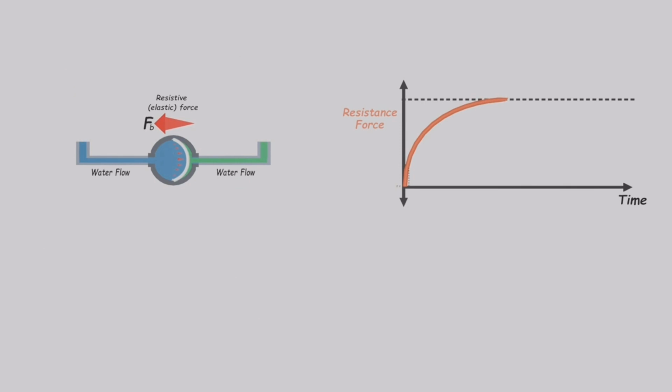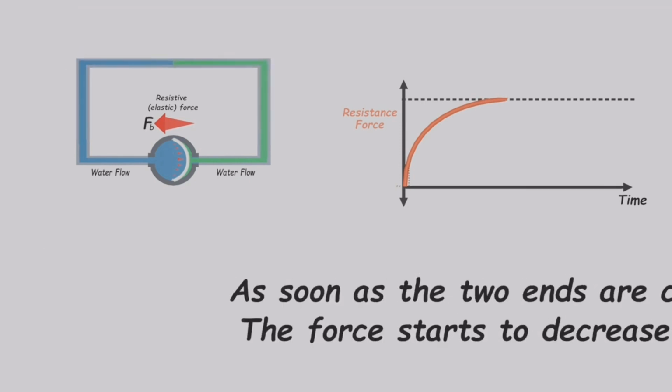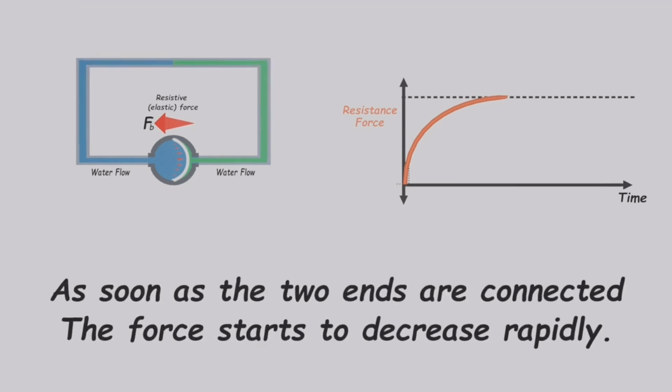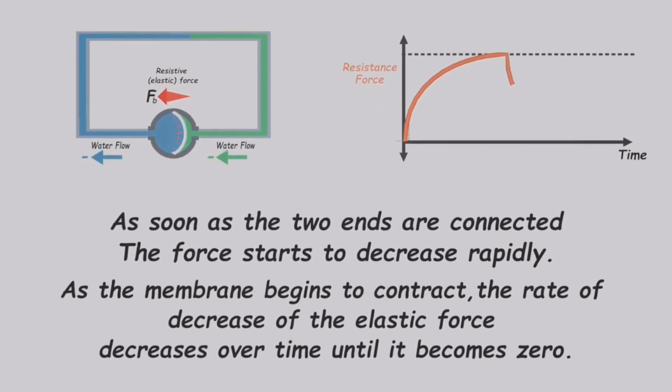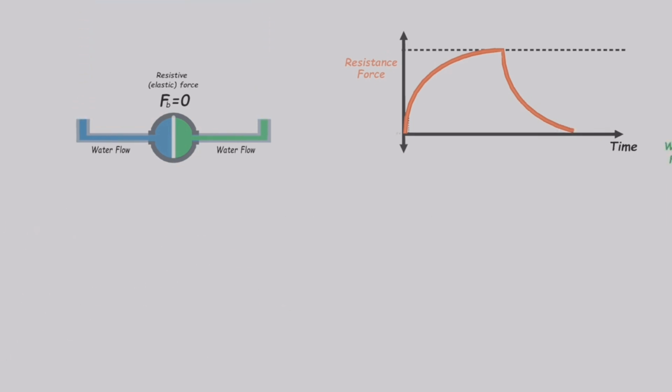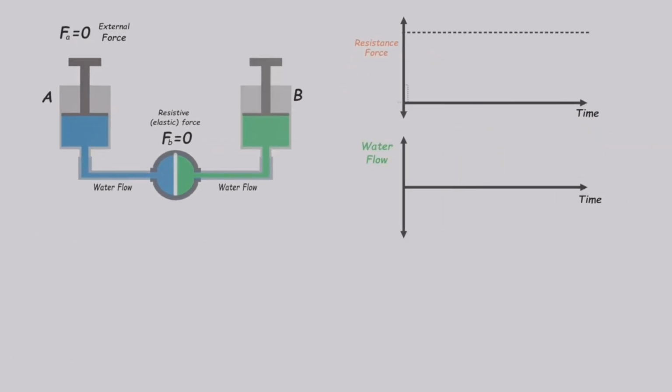Now let's remove the pistons and connect the two ends. The force begins to decrease rapidly. However, as the membrane starts to contract, the rate of decrease of the elastic force slows down over time until it becomes 0. Can you predict what occurs with the water flow during this period?